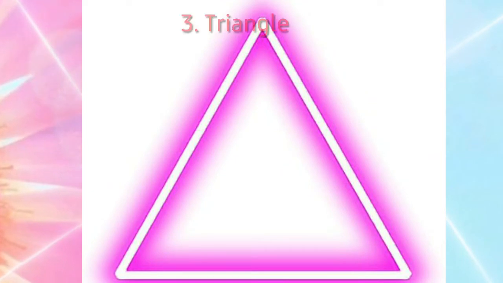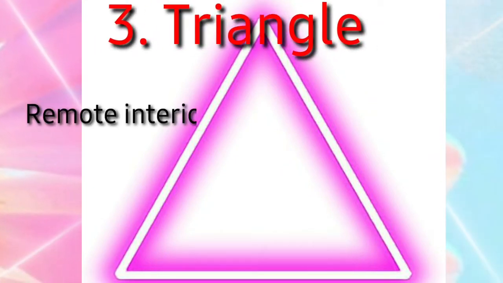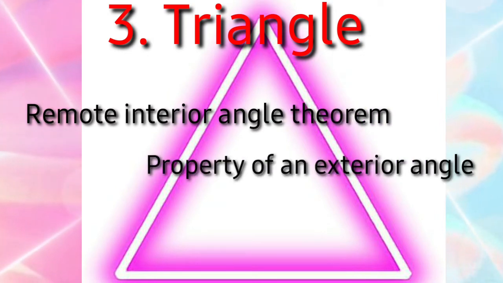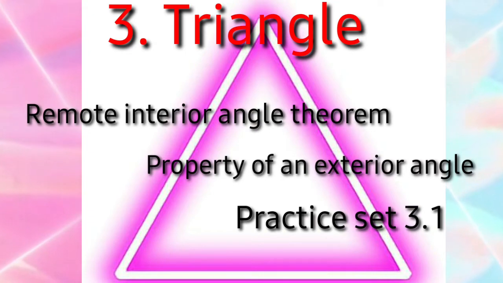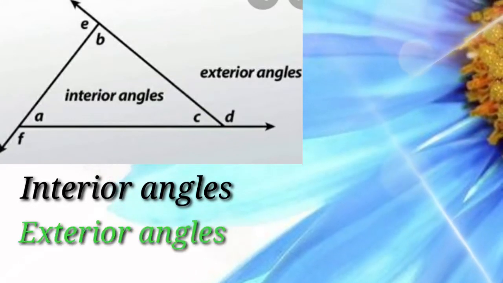Today I am going to explain the third chapter, that is Triangle. In that chapter we will discuss the theorem of remote interior angles of a triangle, the property of an exterior angle of a triangle, and practice set 3.1. Before we start, we will discuss interior angles and exterior angles.